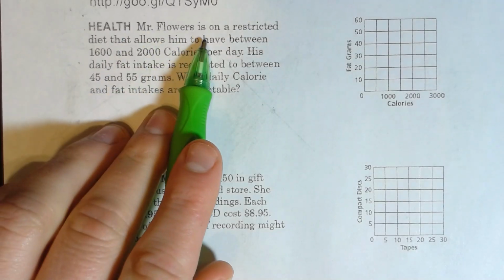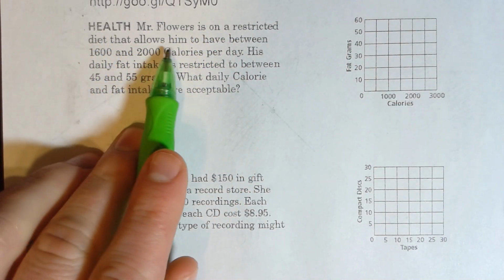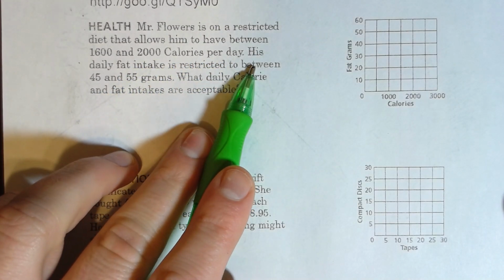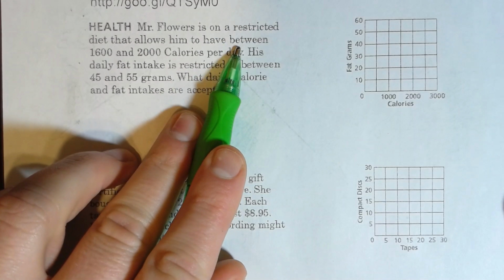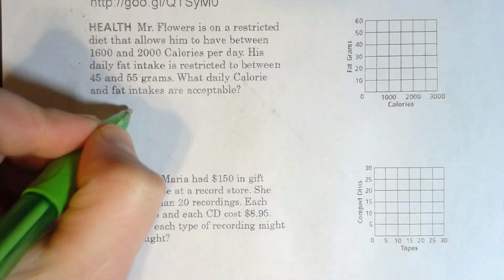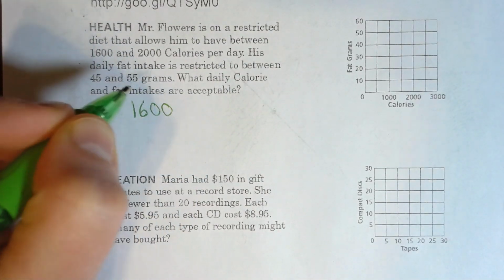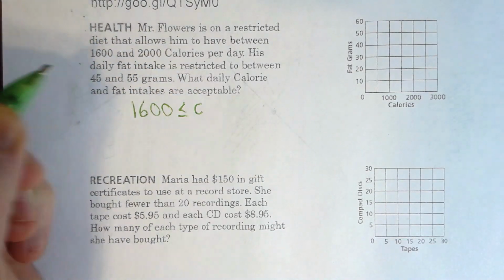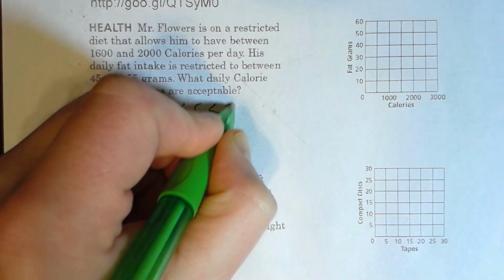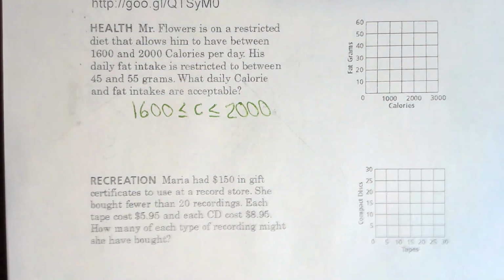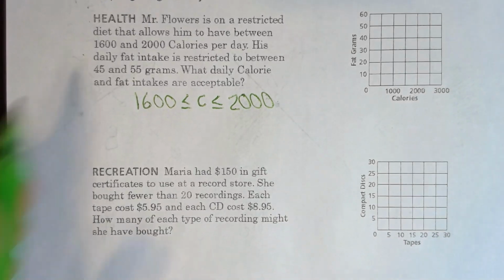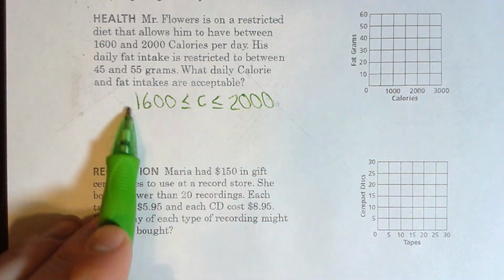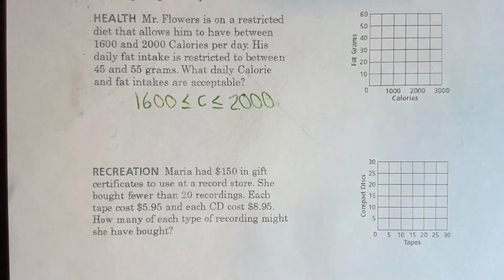So Mr. Flowers is on a restricted diet that allows him to have between 1,600 and 2,000 calories per day. Ooh, the word between. I know that word. I think that is something like this. 1,600 is less than or equal to, what are these calories? Let's just label that C, which is less than or equal to 2,000. So let things jump out at you. We know the word between. The way we represent that in this math class is like this, always a compound inequality.